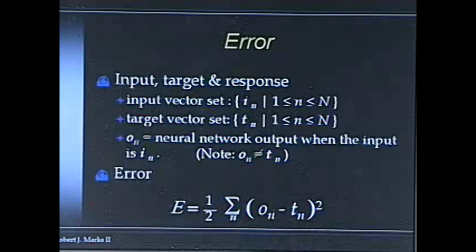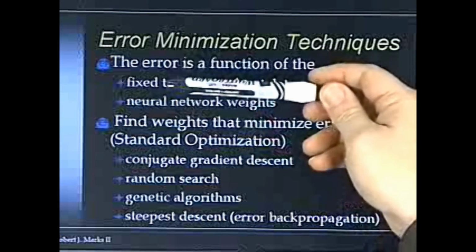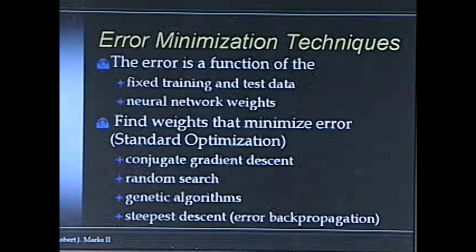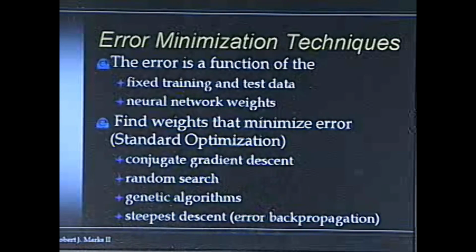training data. Say we had 1,000 different examples of sumo wrestlers and basketball players. We would put all of those in, and we would take the difference between the outputs, what we got and what we want, and we would call that the error. And what we would like to do is change the weights in such a fashion as to reduce that error. Let's look at what the error is a function of. The error is only a function of the fixed training data and the test data. It's also a function of the neural network weights. The problem is to find the weights that minimize the error, which is referred to as standard optimization.